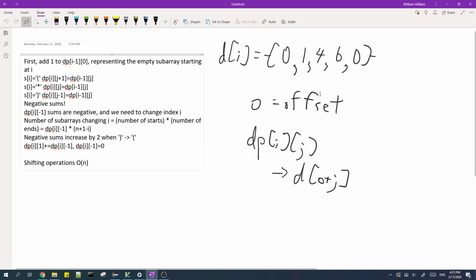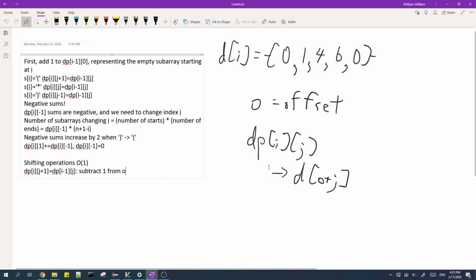So how I actually implemented it is, while I run the dp, I keep track of an offset, which I call O. So if I want to access the value of dp of i of j, instead I access the value d of O plus j. And then when I want to shift the sums up by 1, I'll subtract 1 from the value of the offset, so that when I query j plus 1, I get j from the previous array.